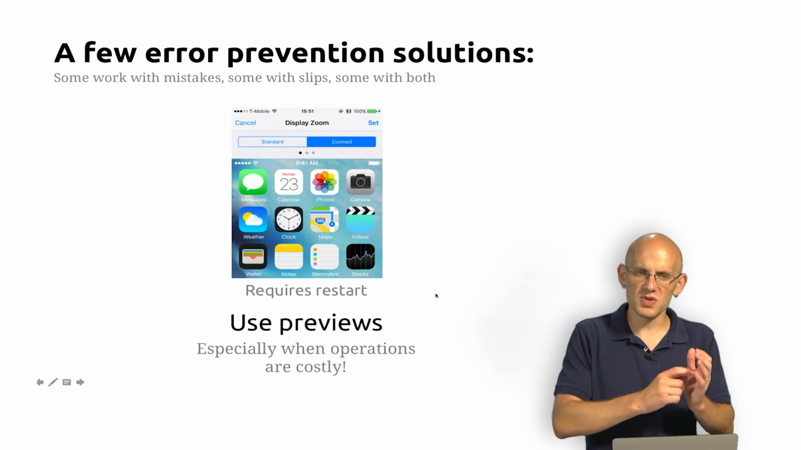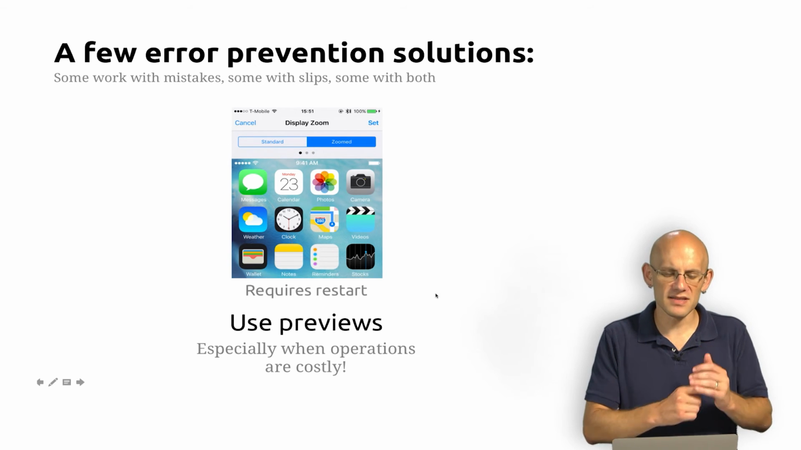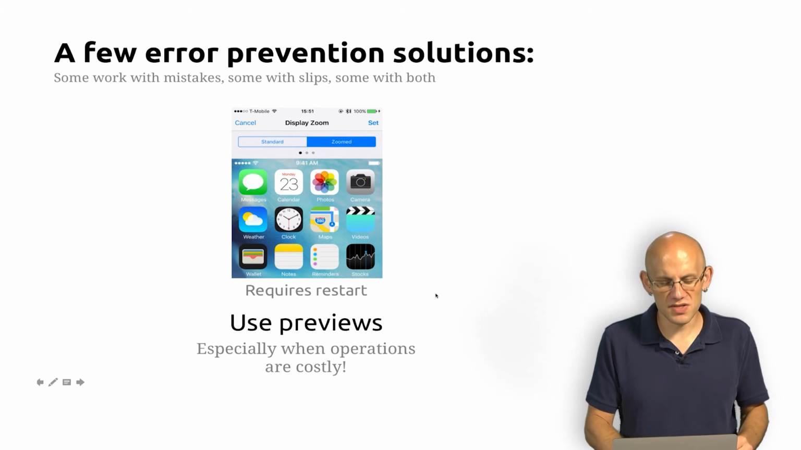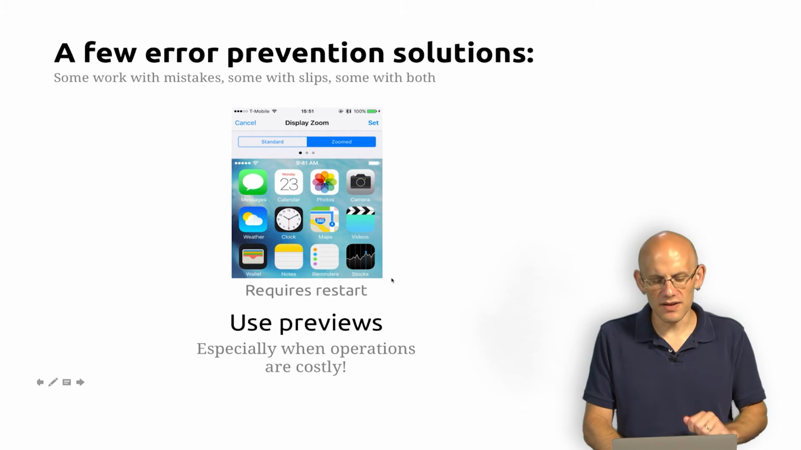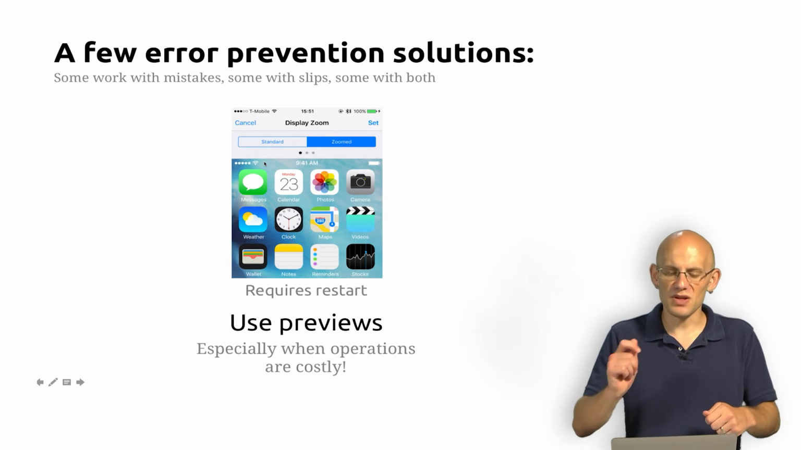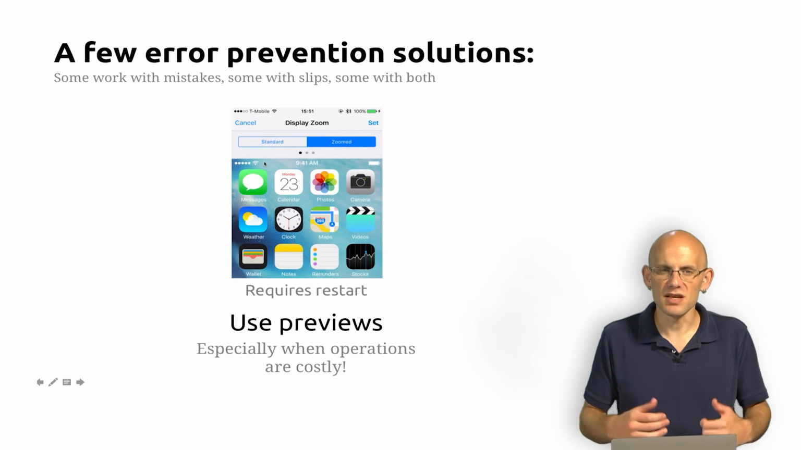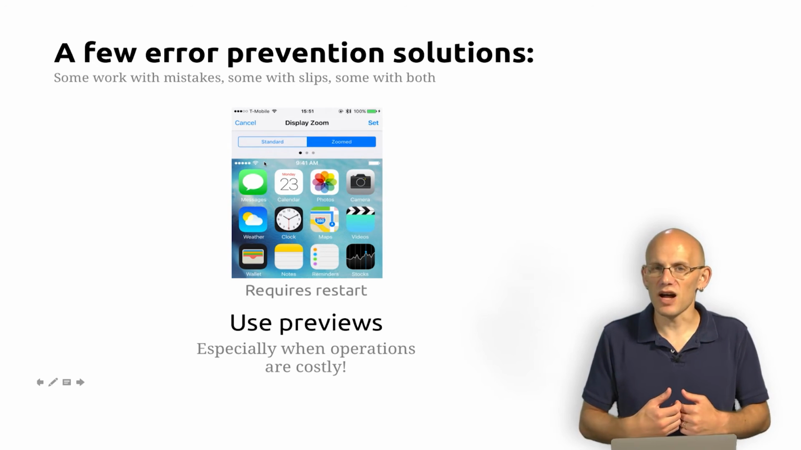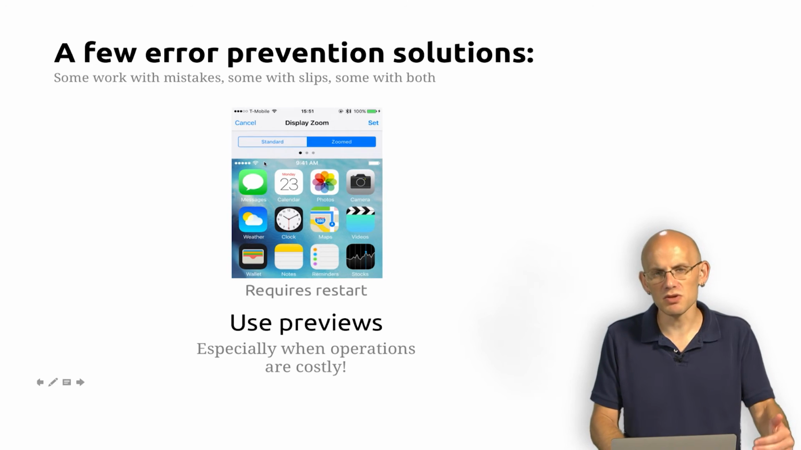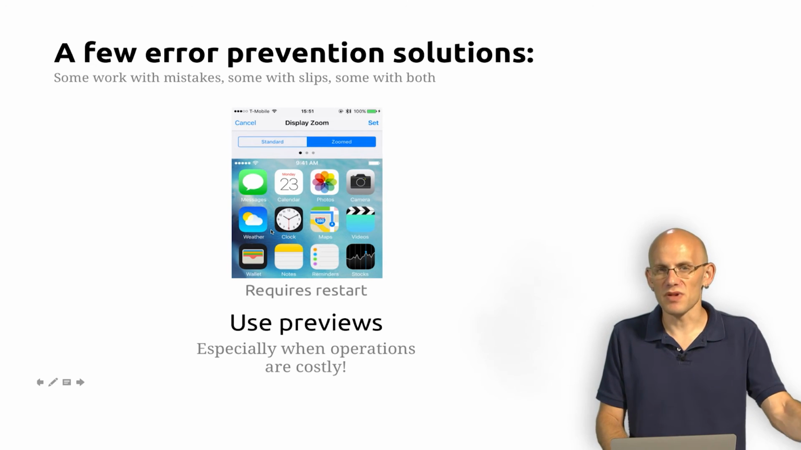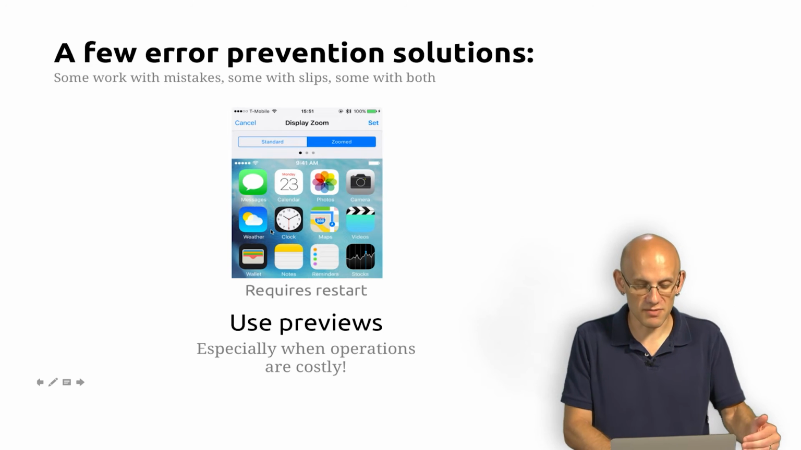In iOS, you can choose 2 different sizes for your icons. The standard size and a larger size, but it requires a restart, right? So what Apple has done smartly here is it allows you to preview the size of the icons before you restart, so you don't have to go through a 2-minute long operation just to see effectively what your options are. So this is a great example of a solution to a potential error prevention violation, right?